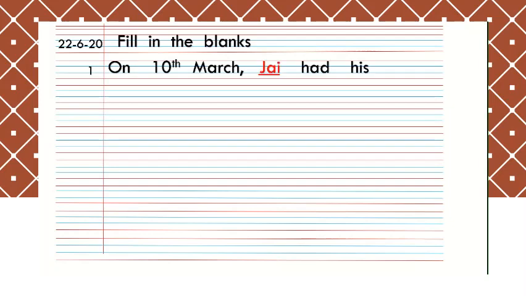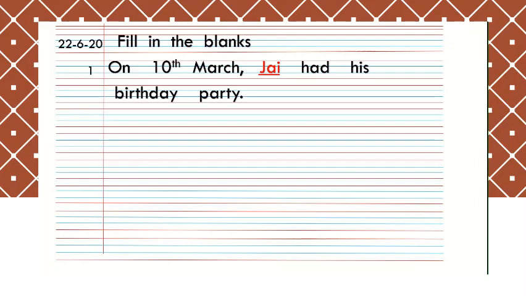Now write on 10th March, Jai had his birthday party. Write each word neatly, put one finger space and write. In the first line, you only write till his. In the next line, you write birthday party. Even if you have space, don't write. Leave gap and write it neatly.